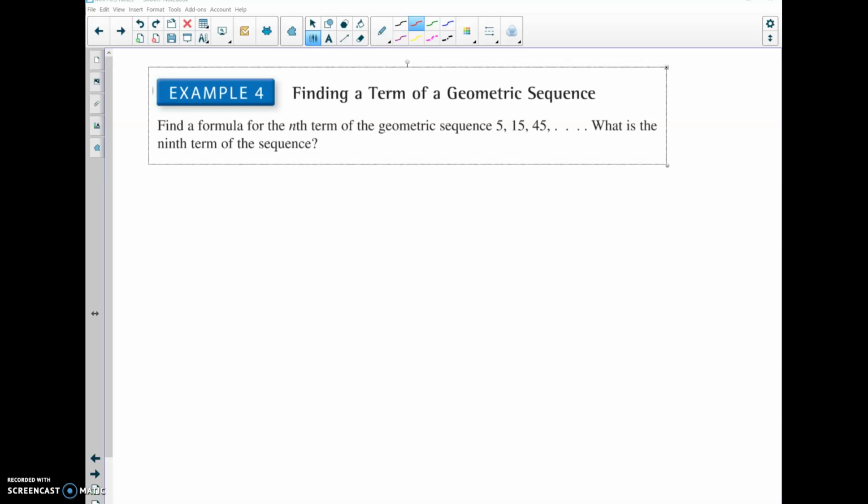All right, next example. Take a minute to read this and make up a game plan for how to solve for the 9th term. All right, so we're going to need our common ratio. So we're going to need to find r, and then we're going to need to find a sub n. And then once we have that, then we'll look for the 9th term. So what is the common ratio? Common ratio is 40 divided by 5, which is 3.